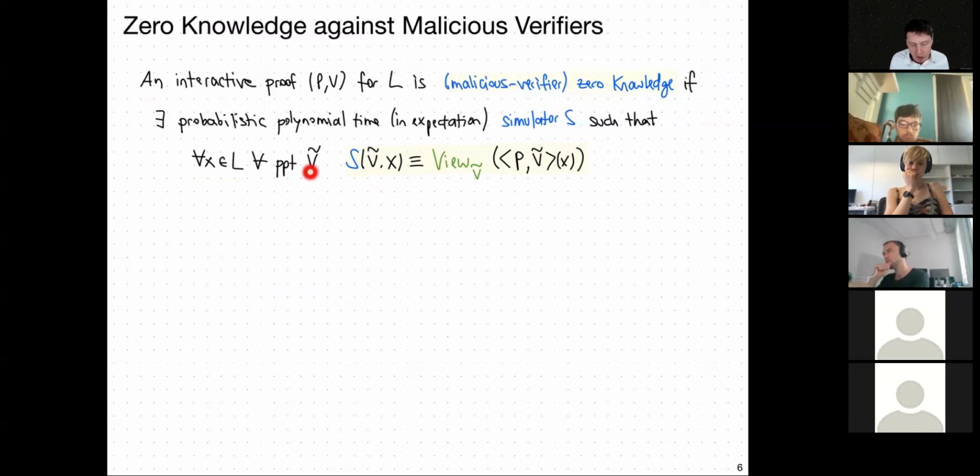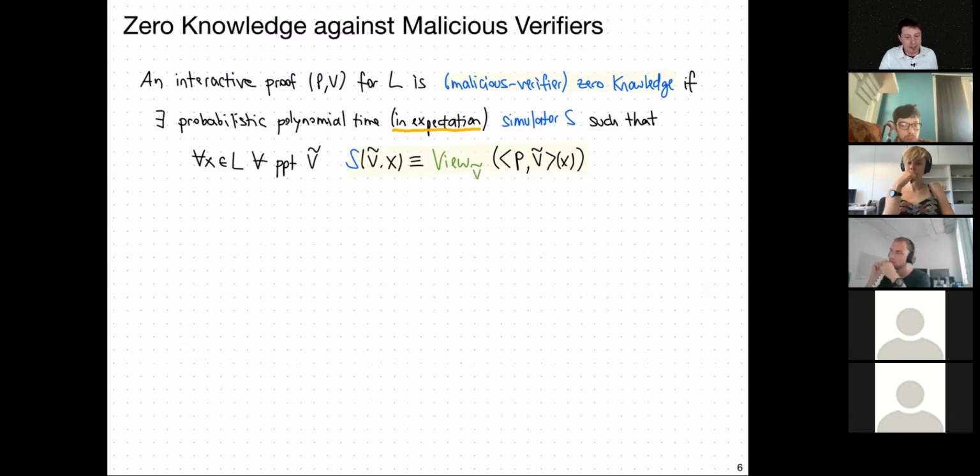First, we're looking at efficient verifiers because the simulator does not have time to run inefficient verifiers. Sounds reasonable. Also, I put here this expectation, which is in some sense unmotivated. Why would you relax your constraint of probabilistic simulators that run in strict polynomial time as opposed to expected polynomial time? Well, it's just because we will have to.